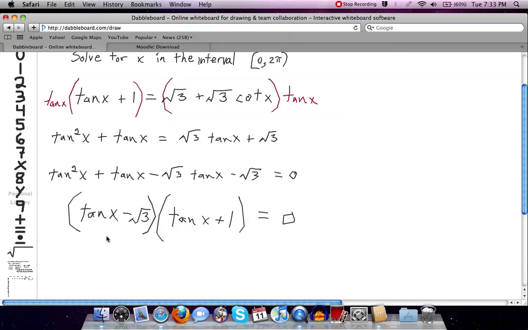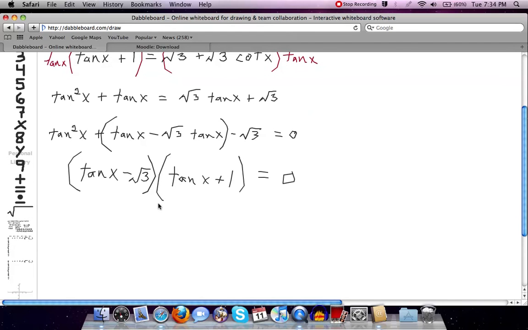To check this, I have tangent of x on the outside. I have negative root 3 tangent of x on the inside. Well, that's pretty much what we have up here. Again, tangent of x on the outside, I'm kind of looking at it as a FOIL, and negative root 3 tan x on the inside. So it seems to work. So if that's the case, we can now use the zero product property, meaning we can set each factor equal to 0.